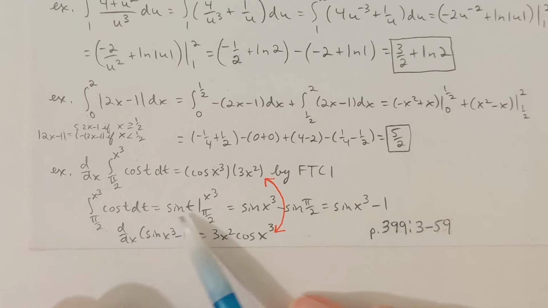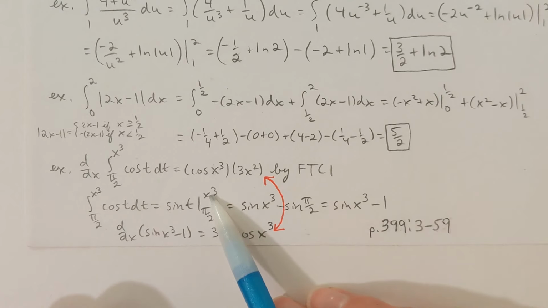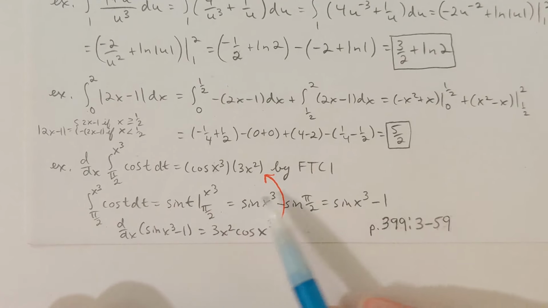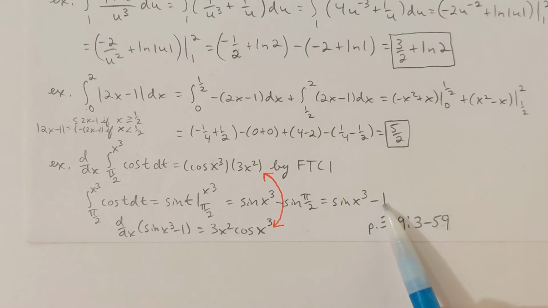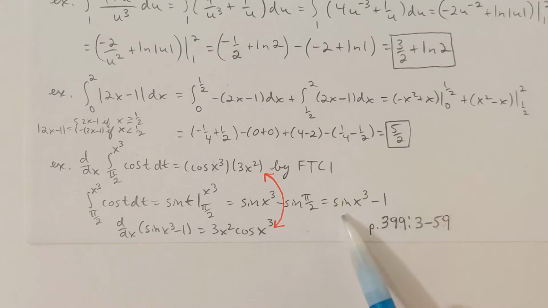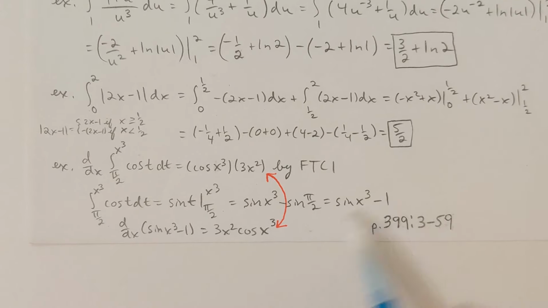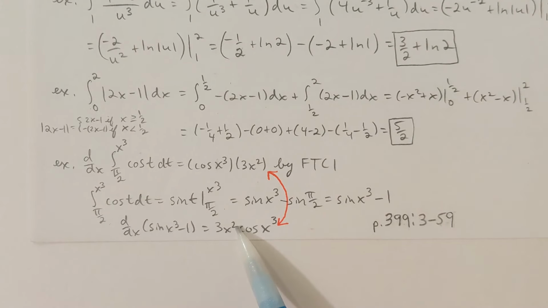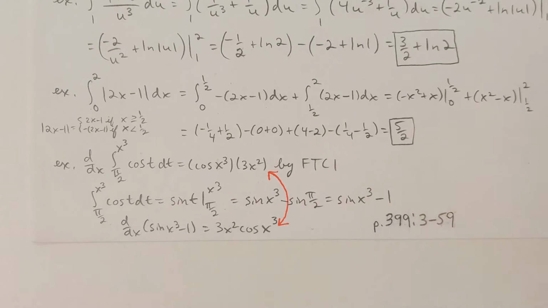Antiderivative of cosine t would be sine t. I'm evaluating this from pi over 2 to x cubed. Plug in the upper bound first, lower bound second. Sine of pi over 2 is 1. So now when I differentiate sine of x cubed minus 1, derivative of the constant is always 0. The derivative of sine of x cubed, that'd be a chain rule, right? You're going to have cosine of x cubed times the derivative of x cubed, that'd be 3x squared. Well, that is exactly the same thing that we got when we used the fundamental theorem part 1.